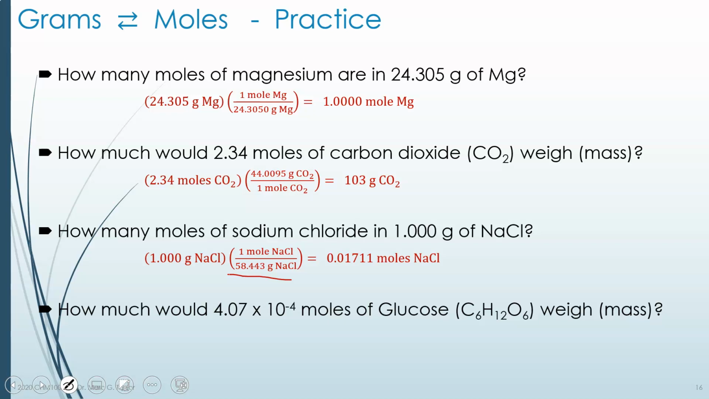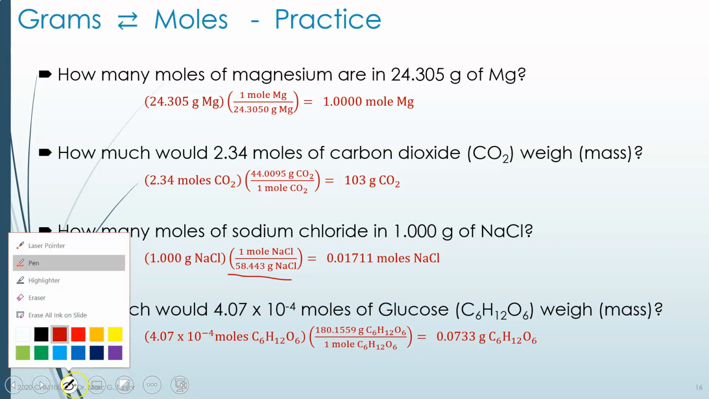And the last problem involves glucose, so you have to do a little work to figure out the molar mass. You're given the number of moles, 4.07 times 10 to the minus 4 moles, and you need to convert it to mass units, so you have to calculate your molar mass, which is about 180 grams per 1 mole of glucose. And when you plug this in, you can get your value.